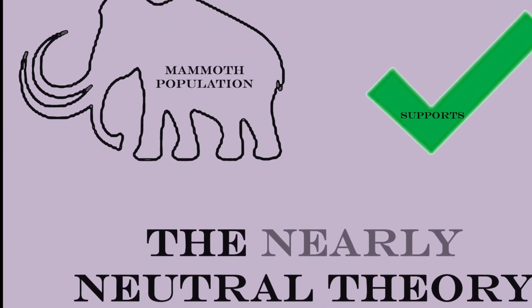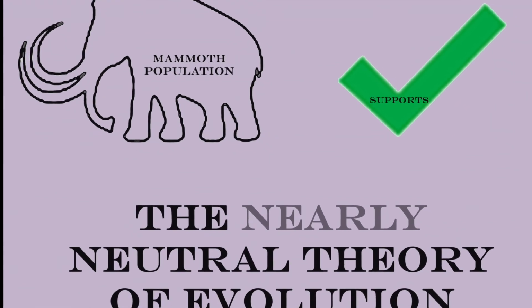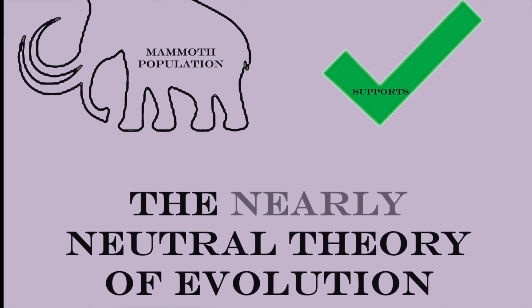Because the mammoths had a small population and the evidence showed a high evolutionary rate, this supports the nearly neutral theory of evolution.